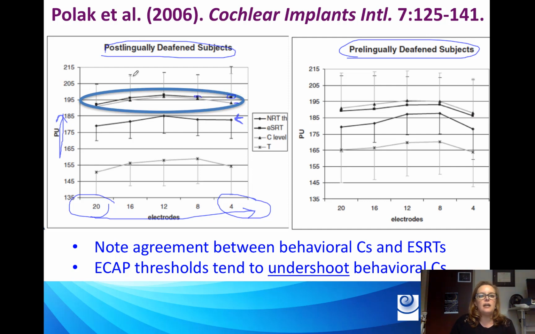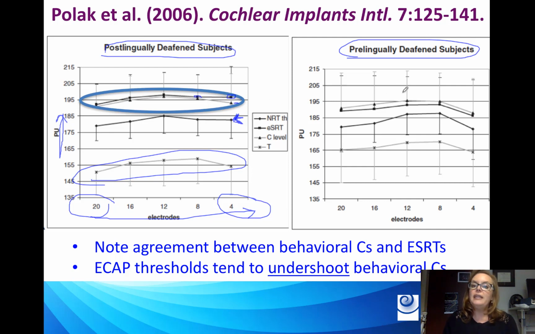So I have a circle here around the ESRTs and the upper behaviorally set C levels. And you can see that these are almost on top of one another. If there's any that's higher, it does tend to be higher for ESRTs as compared to the behaviorally set. NRT based maps, however, tended to be set much lower, and that's not surprising for those of us who pay a lot of attention to these ECAPs, knowing that they do tend to be lower than behaviorally set upper stim levels. And then here are our T levels all the way down here.